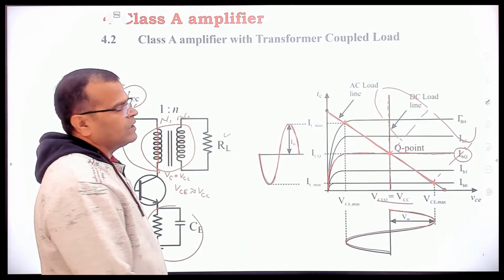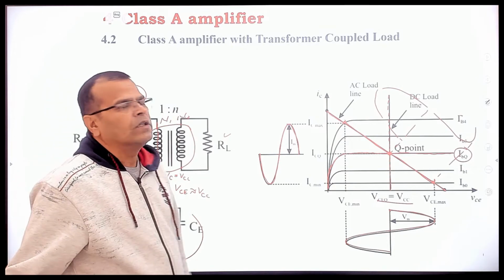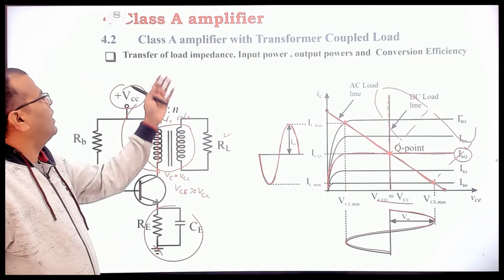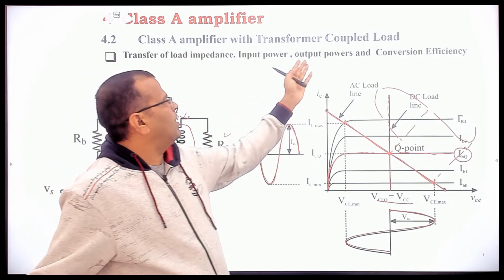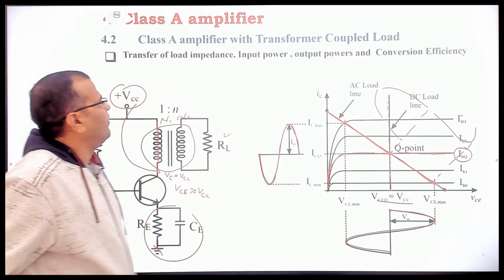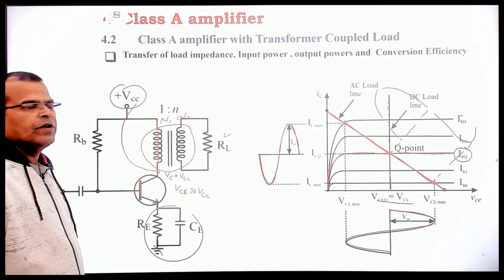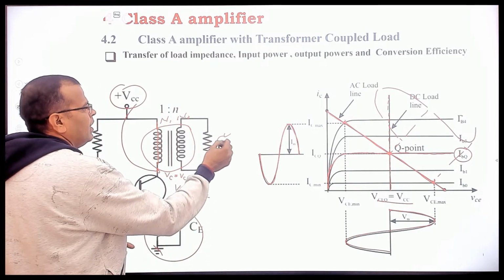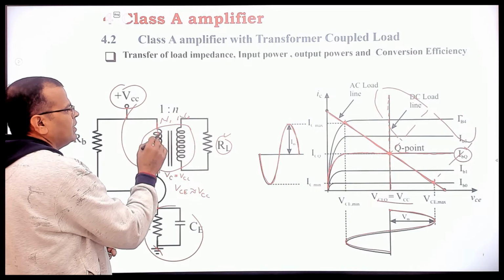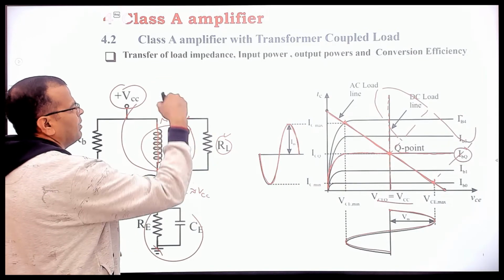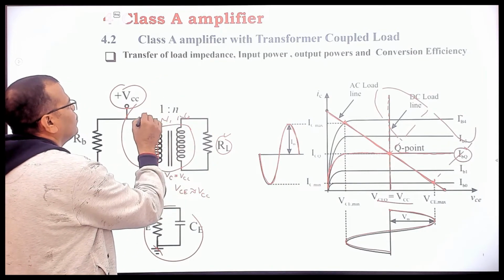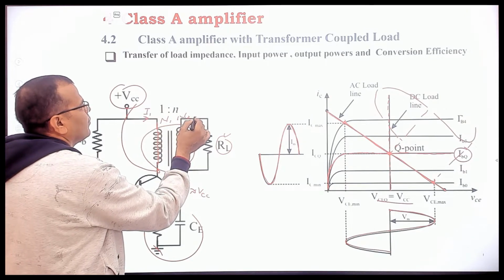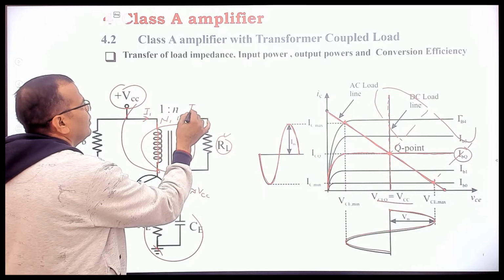So now we will see the expression for the conversion efficiency. We have to find the transfer of the load impedance, input power, output power, and conversion efficiency. What is the meaning of transfer of load impedance? The load connected here can be transferred to the primary side. So the load seen on the primary side can be taken like this. Say current in this is I1, and current in this is I2.